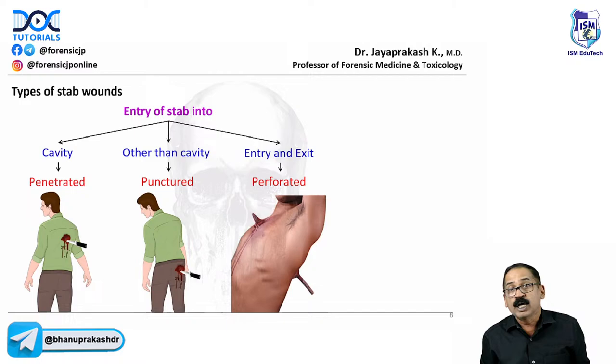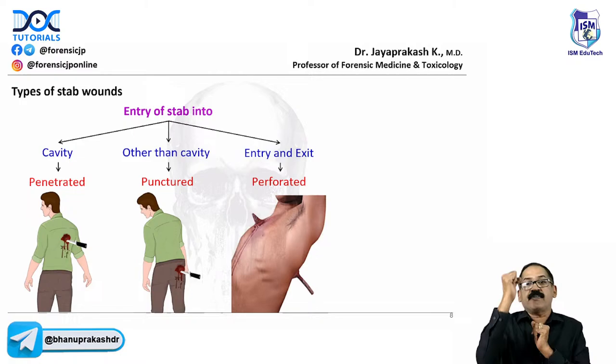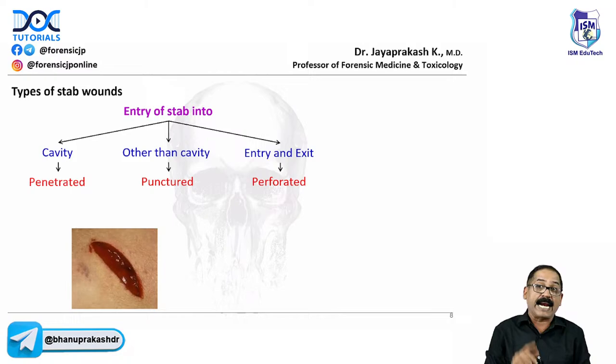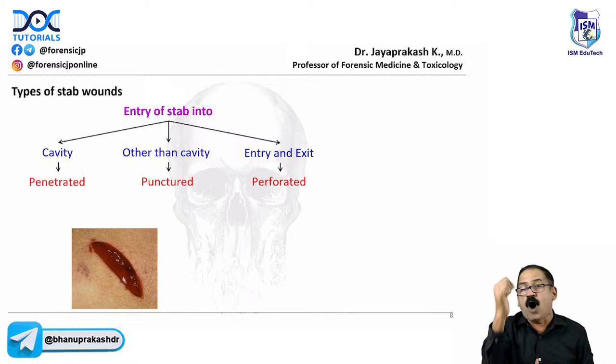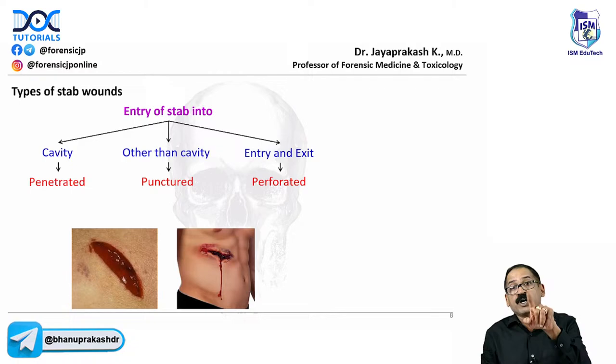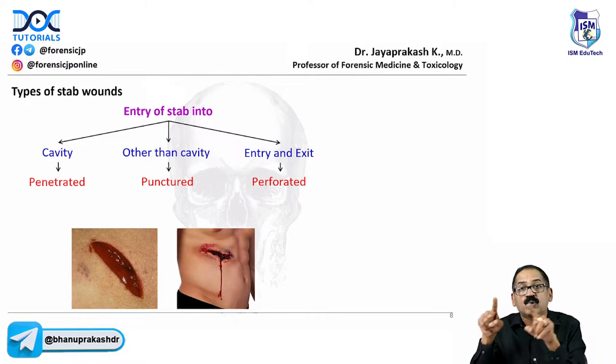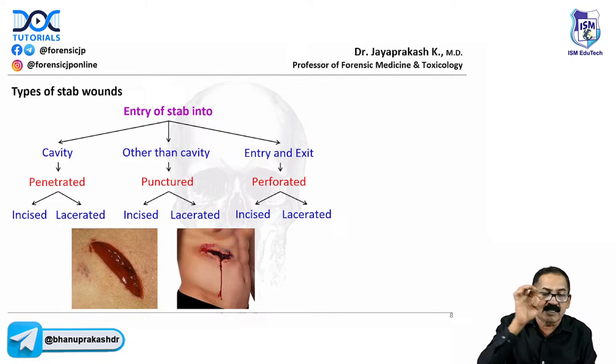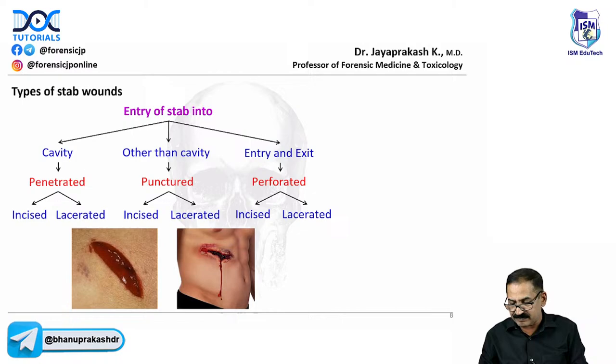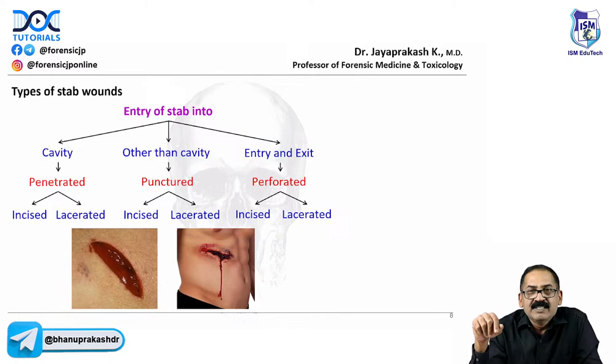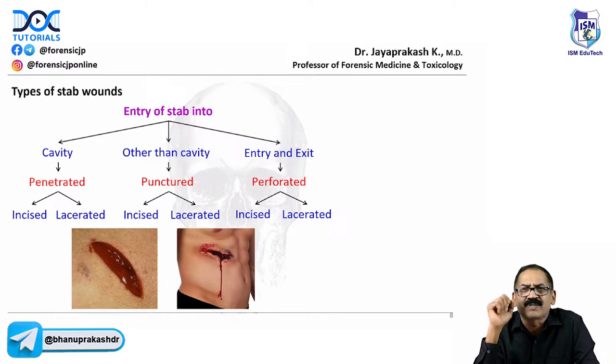Imagine if I take a knife and stab a person, the external wound looks like an incised wound. If I stab a person using an iron rod, the external wound looks like a lacerated wound. Depending on the external wound appearance, it is again subclassified: incised penetrated, lacerated penetrated, incised punctured, lacerated punctured, incised perforated, lacerated perforated. I hope you understood. It is so simple, like 1 plus 1 is equal to 2.